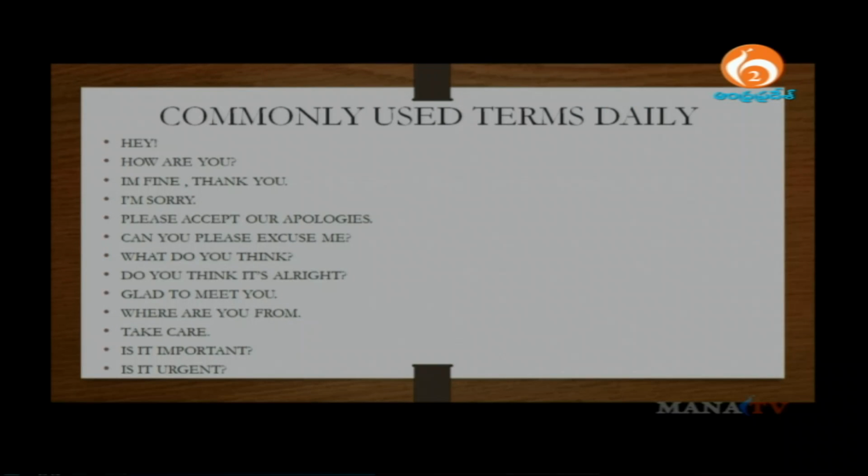So in the slangs, whenever I speak about how are you, or please accept our apologies, you can say, what do you think. For example, when you go shopping, instead of asking how am I looking, or is this dress suiting me, you can just say what do you think. Instead of giving an open-ended trial question, you can just ask them, what do you think.